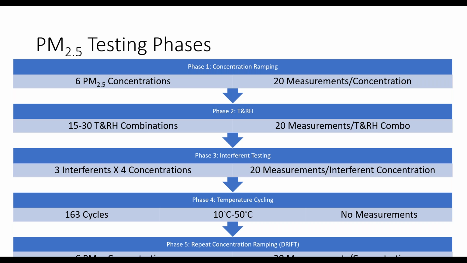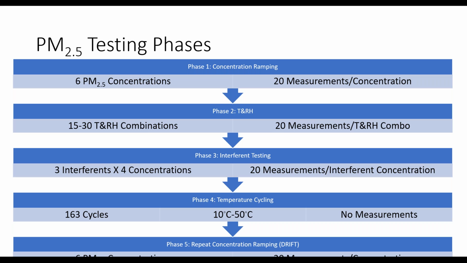So that's why there's no set time for this test. There will be a range of times that are needed. In the next phase, we're testing different temperature and relative humidity combinations to see how climatological effects will impact the sensors. If it gets hot or cold, or we add a lot of moisture, or it's really dry, how does that impact the accuracy and the response of these sensors? And again, taking 20 measurements at every temperature and relative humidity combination.